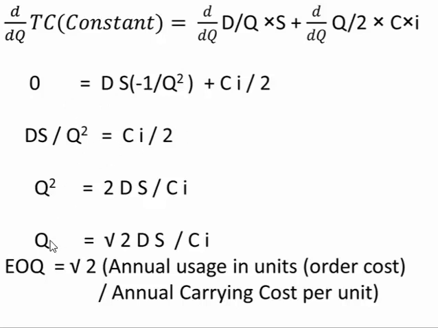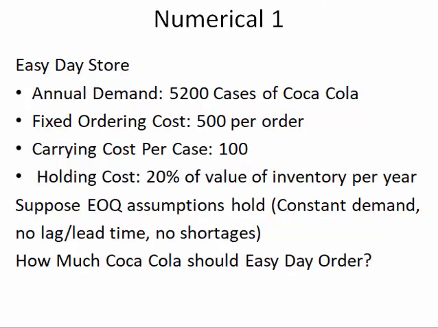So on solving this equation, it comes out that Q is equal to square root of 2DS upon CI. DS means annual usage in cost, that is ordering cost, divided by the annual carrying cost per unit. So this is the formula for calculating economic order quantity, which is equal to square root of 2DS upon CI. So let us look at some examples to understand it more clearly.